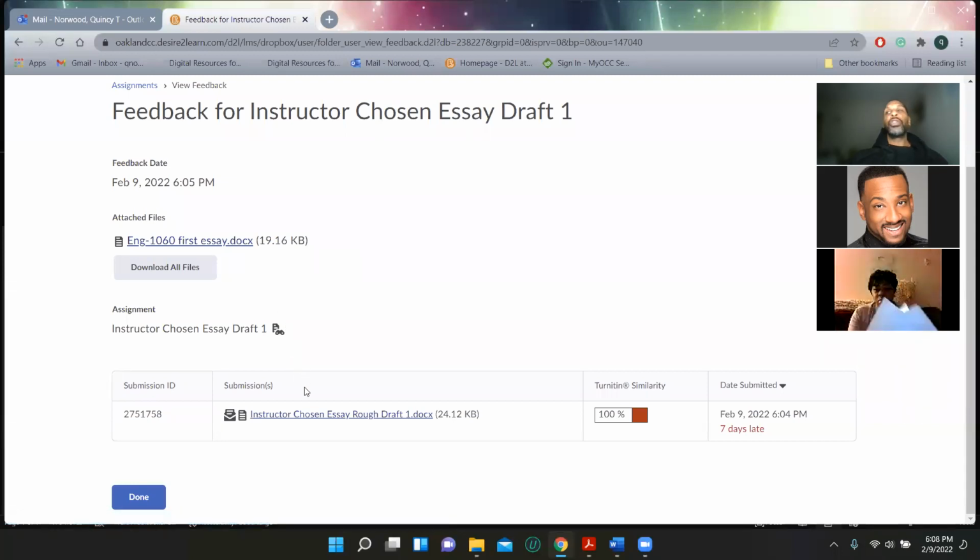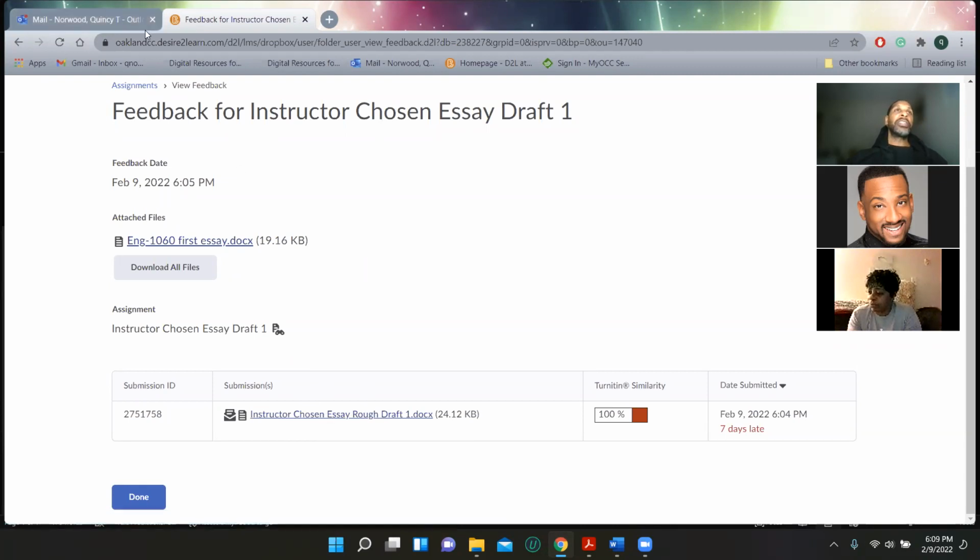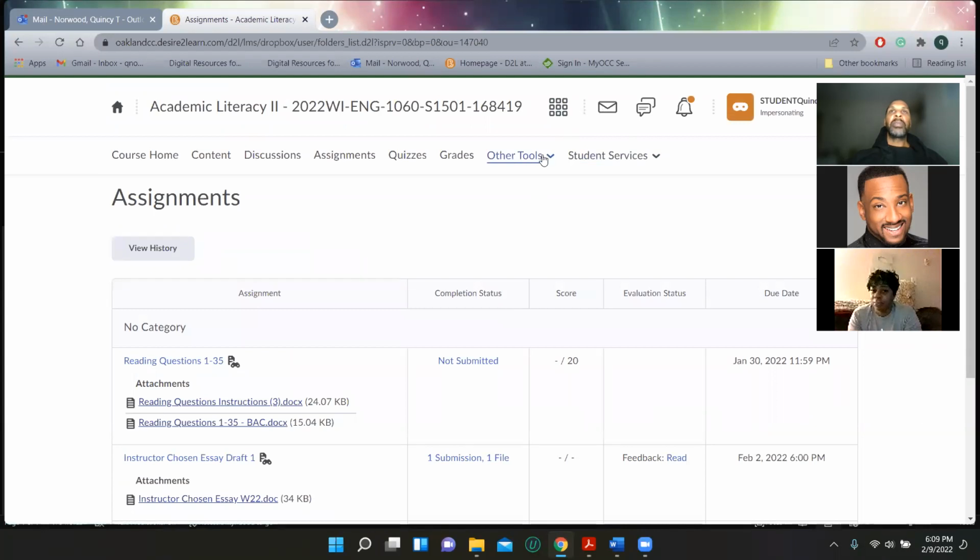But again, when you start doing your own revisions, make sure you do it on your original draft. The reason being is that I'm going to make more comments on draft number 2, and I don't want to be stacking the comments on top of each other.